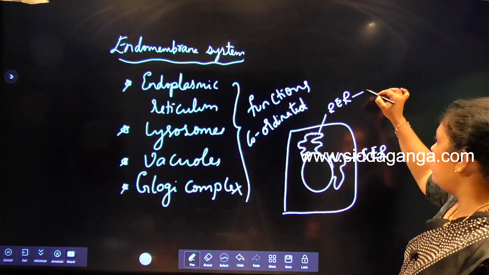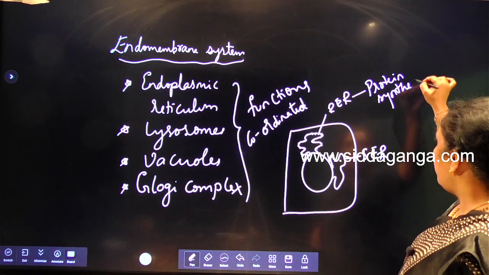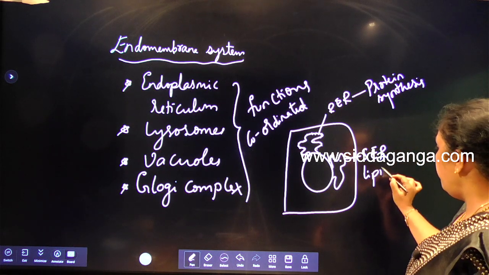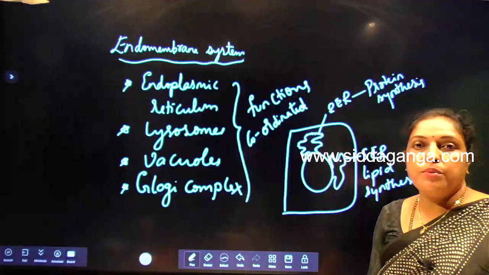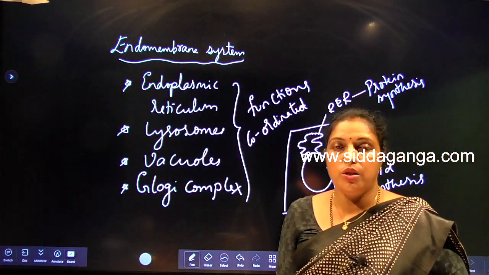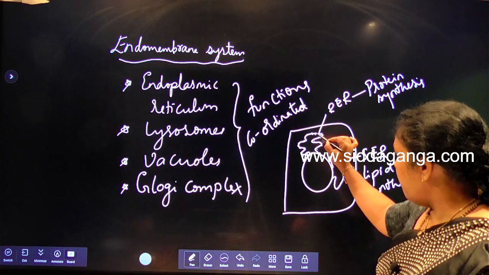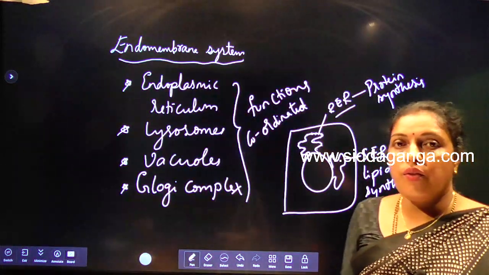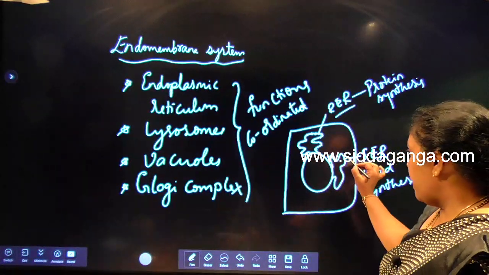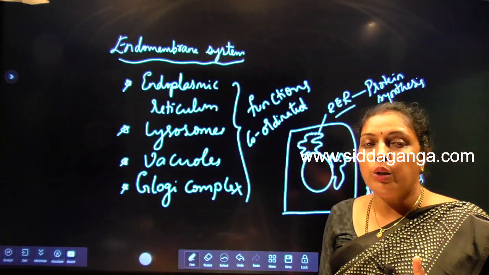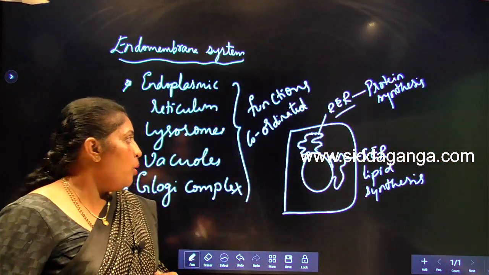Rough endoplasmic reticulum helps in protein synthesis, whereas smooth endoplasmic reticulum helps in lipid synthesis. This is the difference between rough and smooth endoplasmic reticulum. Understood? So, the endoplasmic reticulum is present in both plant cells and animal cells. If they have ribosomes on the surface, they are called rough endoplasmic reticulum, which is mainly involved in protein synthesis. If the ribosomes are absent, they are called smooth endoplasmic reticulum, where we see the synthesis of lipids. So, this is about endoplasmic reticulum.